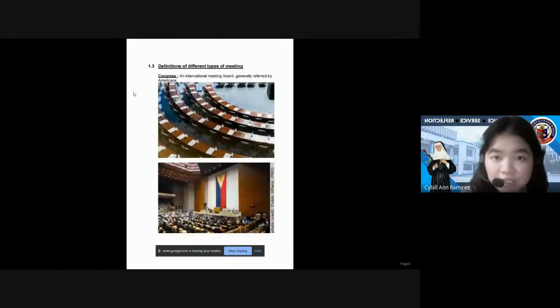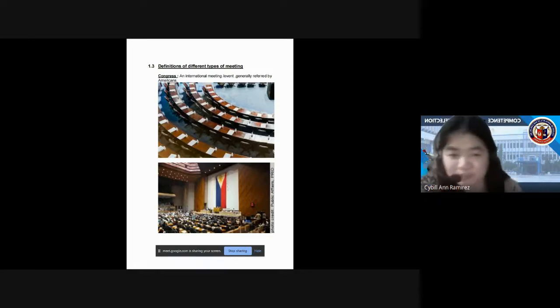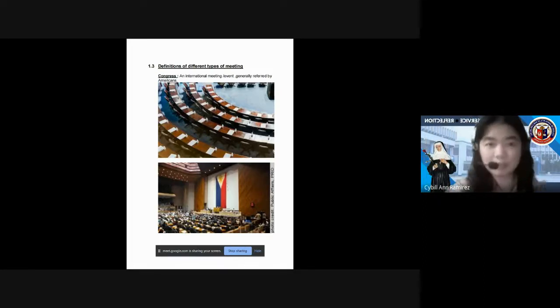Let's look at the Congress. Sometimes it can be an international meeting or event, generally referred to as such by Americans, or even the congresses we have here. It isn't really a Congress, unless, for example, at our ARSC we revise the handbook, where we present our resolutions like a judicial system, so maybe that can be called a Congress. But not all the time that we do that activity, so it's more like a convention. Okay, so this is an example of a Congress.